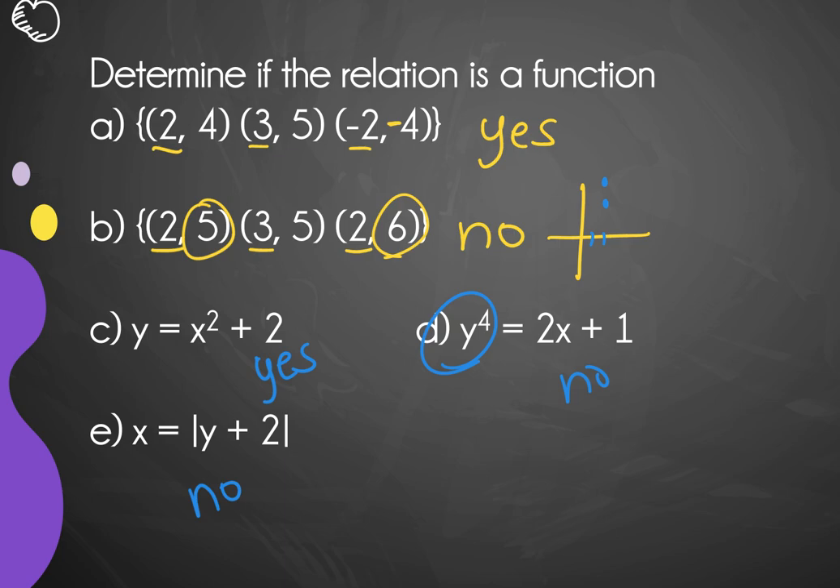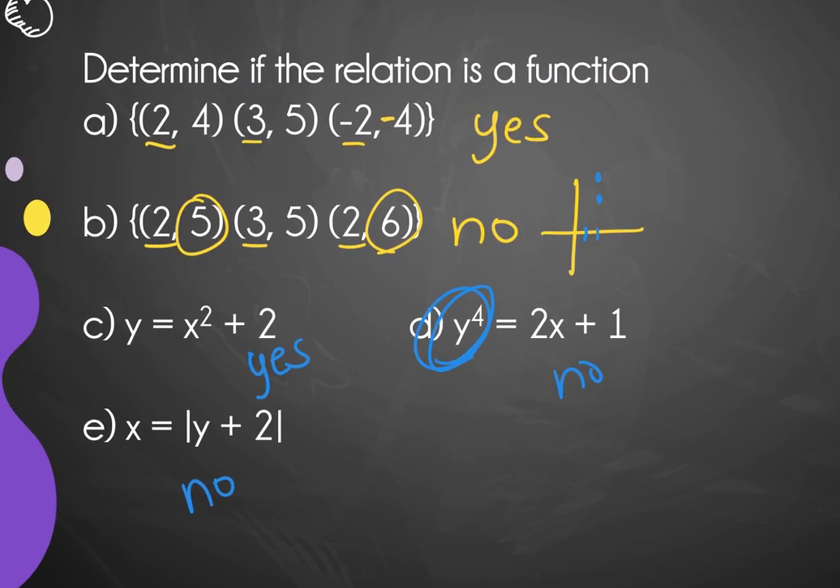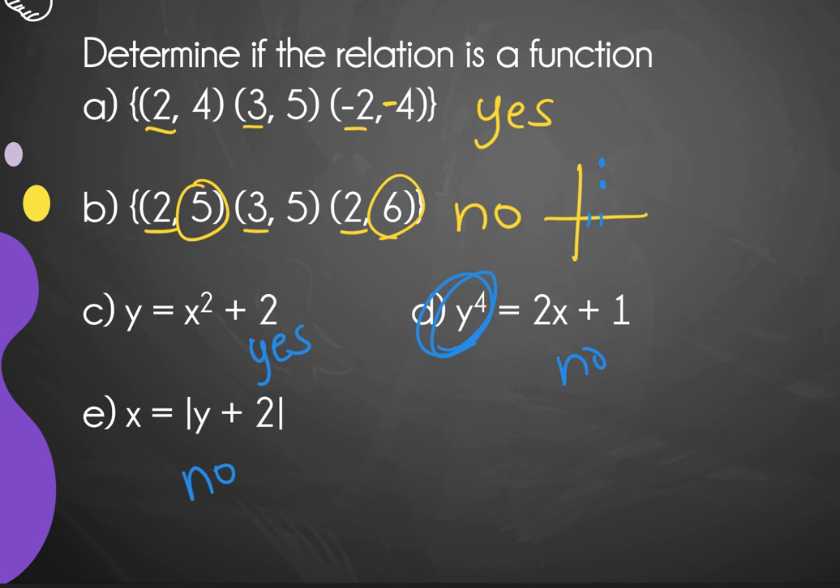Good? D, this would be like a parabola shape, but the y is turned on its side. So if the y is raised to an even power, it's a no. What about E? The absolute value, so that would be a v, but turned on its side. So like this, you would have y's stacked above and below each other. So it wouldn't work. That's fine. That's a regular v. So the y is what you're looking for. The y can't be raised to the even power, and the y can't be an absolute value.